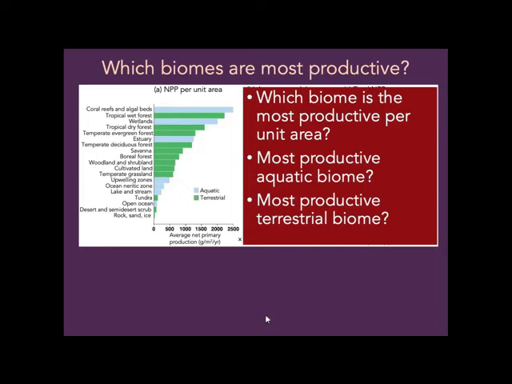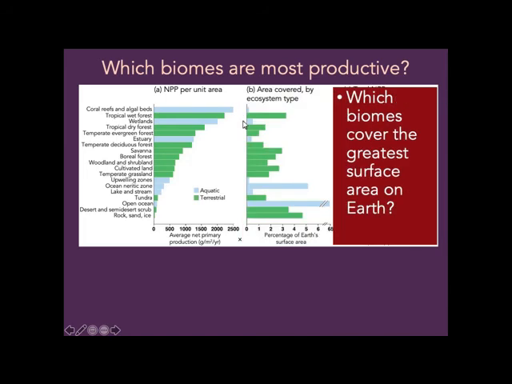Okay, let's look at this little picture here and try to figure out for ourselves which biomes are the most productive. If you look at this little graph, what does that tell you about biomes? Which biome is the most productive per unit area? The coral reefs and algal beds. Yeah, they have the longest bar, so they're the most productive per unit area. So which is the most productive aquatic biome? Coral reefs and algal beds. Yeah, the most productive terrestrial biome? Tropical wet forest. Yeah. Okay.